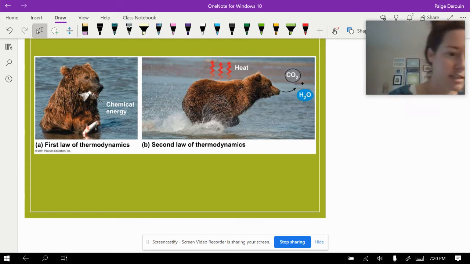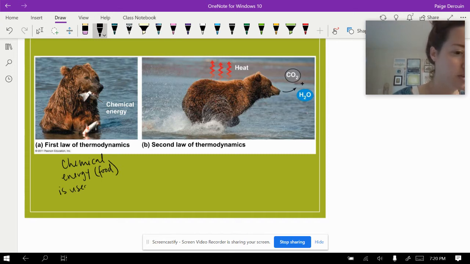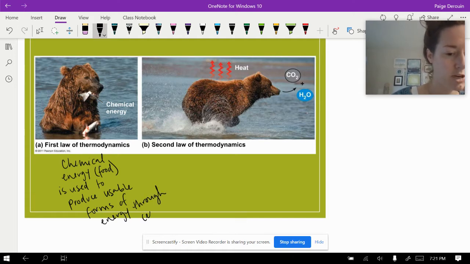So what's happening here is chemical energy, which is food, is used to produce usable forms of energy through cell respiration.